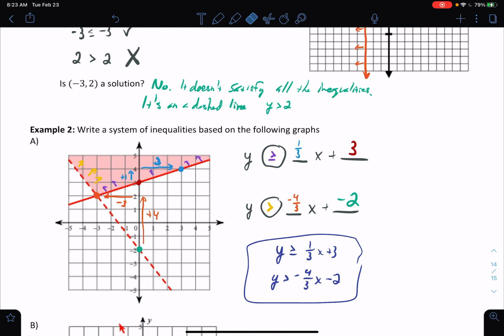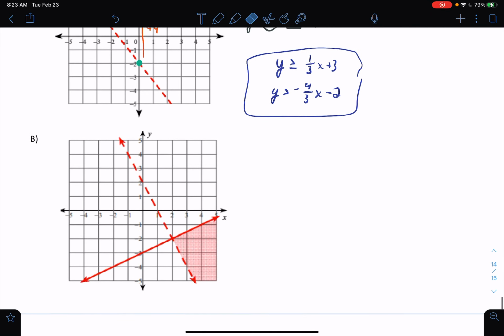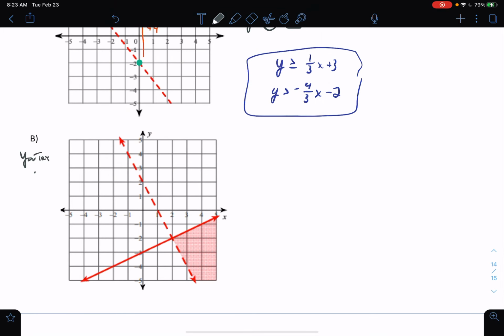All right, so 2b, we'll treat this one also as a you try now. So reference the problem above it, and then work through b. We'll go over those two you try nows, but that's systems of inequalities.